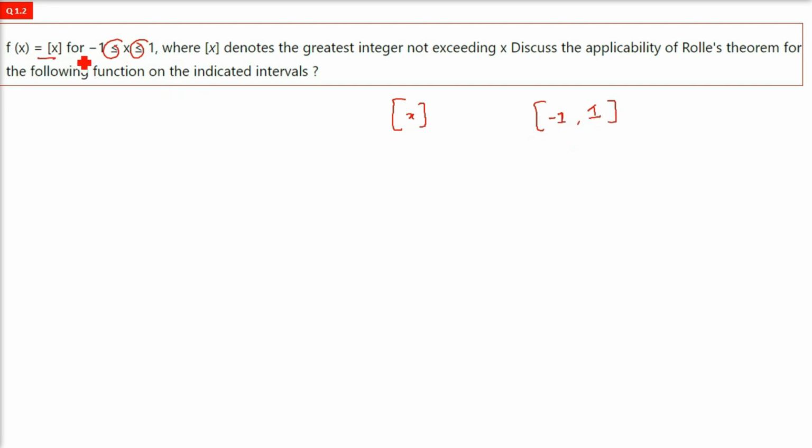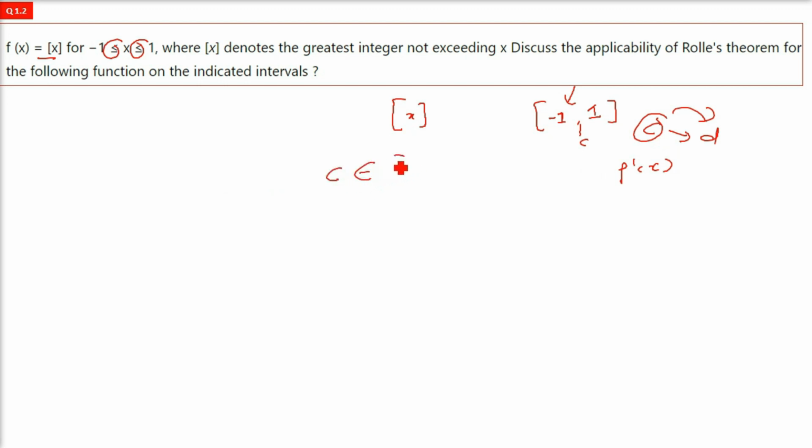Now we have to establish whether Rolle's theorem is applicable or not. We have to discuss the applicability of Rolle's theorem in this indicated interval. First, we have to find out the continuity, then the differentiability. If a function is not continuous, why would we think about differentiability? In Rolle's theorem, it has to be continuous, differentiable, then f(a) equal to f(b), where a and b are the endpoints, in this case -1 and 1. So we need to find a point between -1 and 1 where f'(c) equals 0.